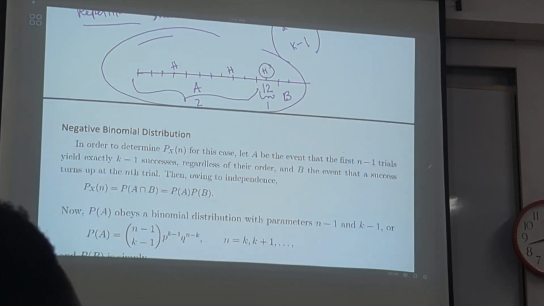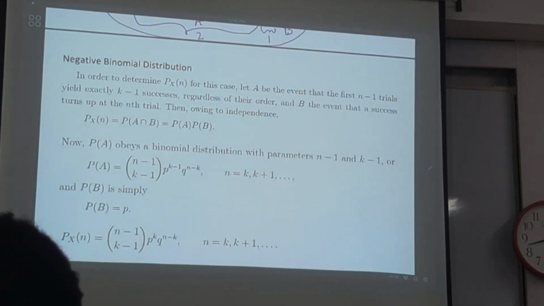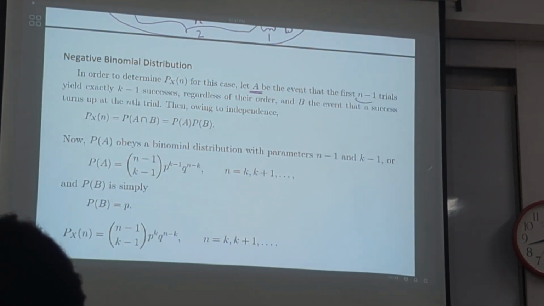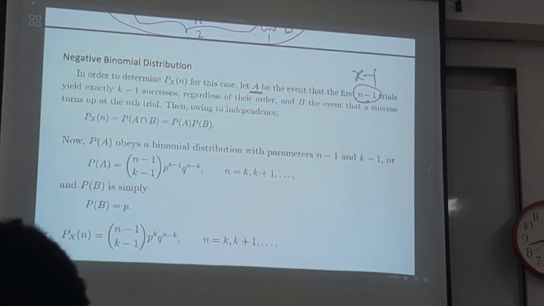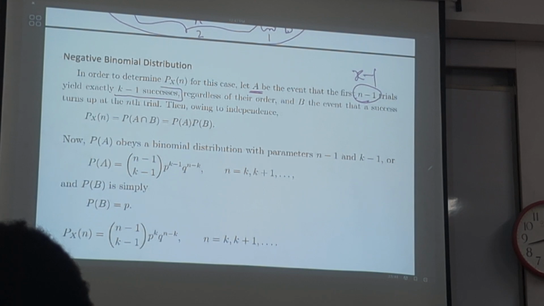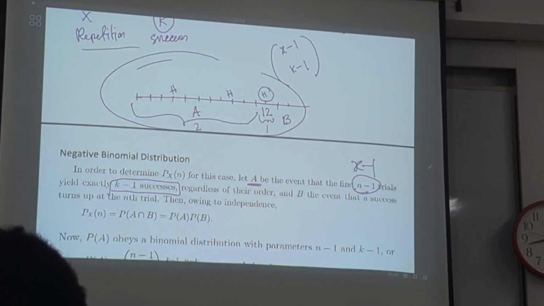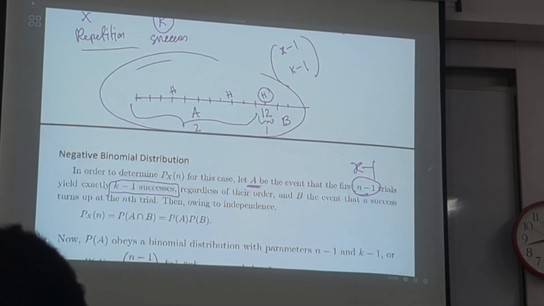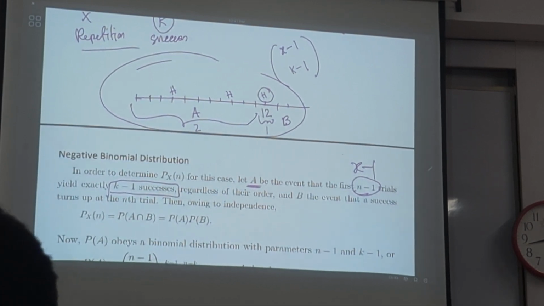We have 2 events, right? We define the event A: in n minus 1 trials, or x minus 1, whatever we consider, there will be k minus 1 successes. Is it acceptable? We do not care about the orders. So we obtain k minus 1 successes, or heads, in x minus 1 trials.